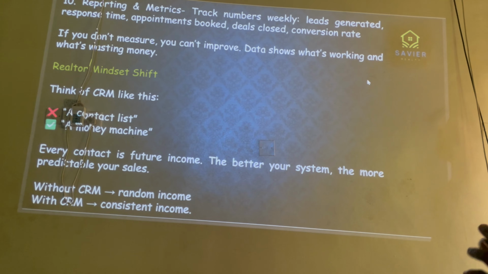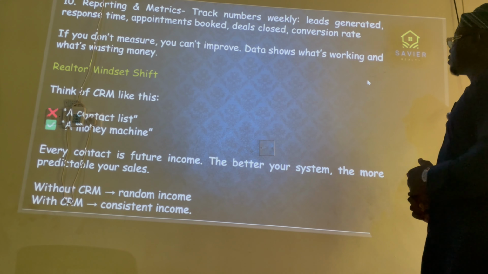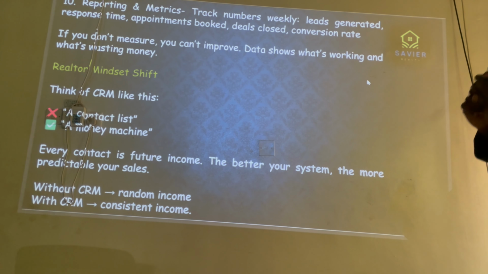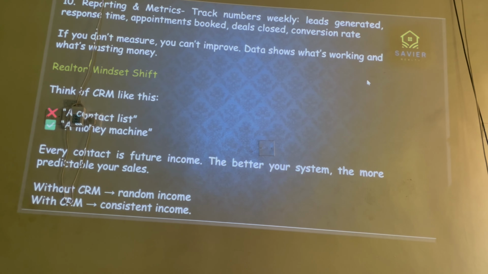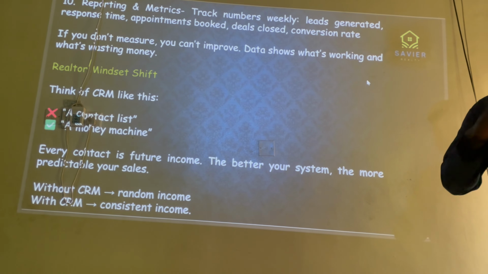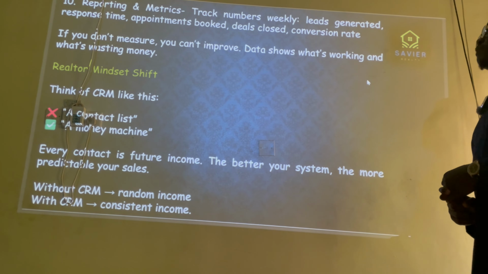Number 10, reporting and metrics. Track numbers weekly: leads generated, response time, appointments booked, deals closed, conversion rate. If you don't measure, you can't improve. Data shows what is working and what is wasting money. When you track, you know this is the thing that is working, this is the one that is making money.